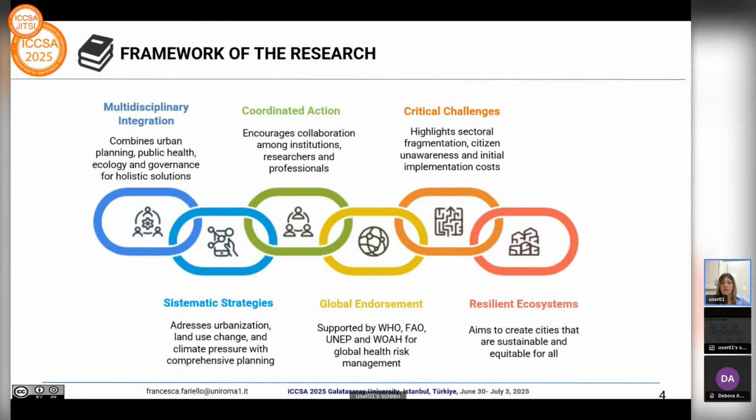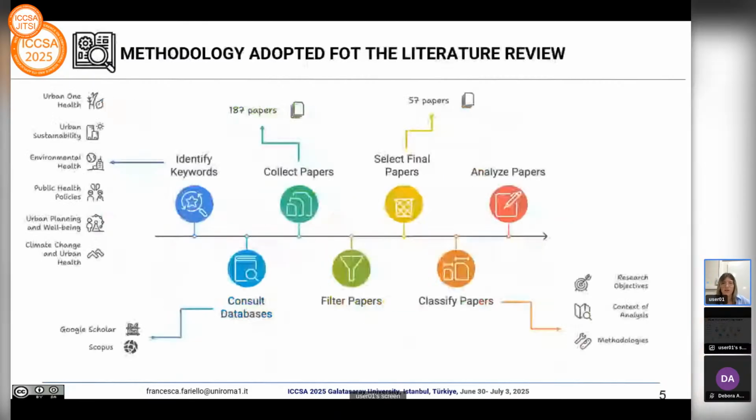But several critical challenges remain. Among the most pressing are sectoral fragmentation, limited citizen awareness, and high initial costs associated with the implementation. These factors can significantly slow down the operational transition toward a One Health-based urban model. In light of these challenges, the objective becomes not only to build resilient ecosystems, but to ensure that cities are also inclusive, sustainable, and equitable.